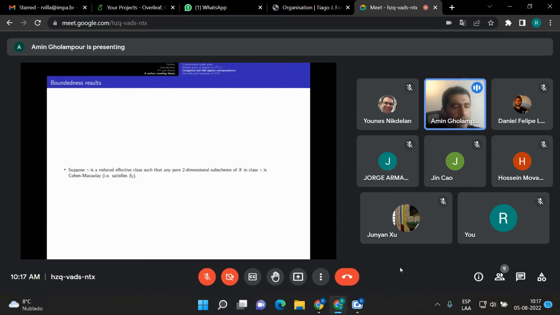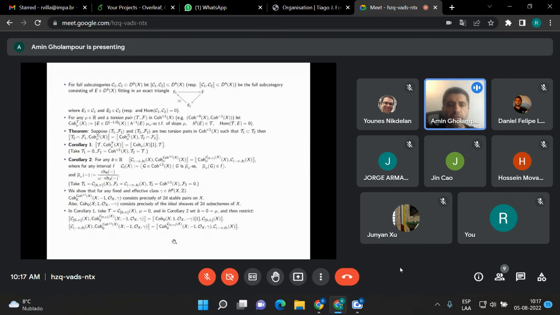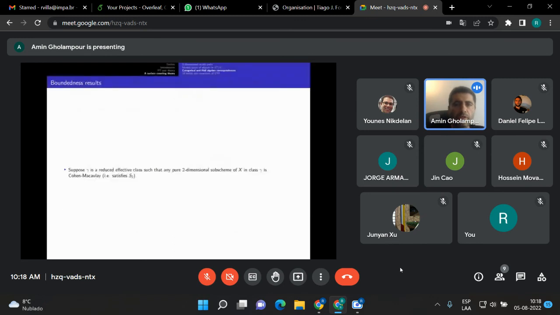Then we have some boundedness results. So basically, these were our categorical relations among these objects that were motivated by this wall crossing between the polynomial stabilities. Then with boundedness, we would like to interpret this as a relation in Hall algebra. So maybe I have time to get there.